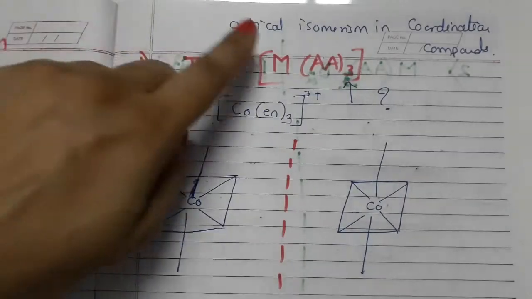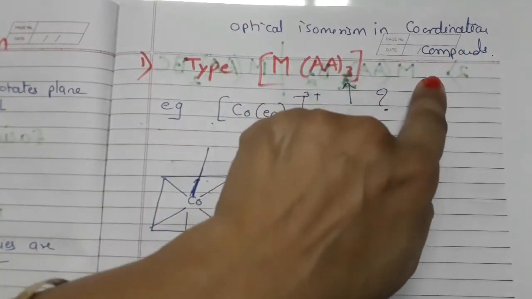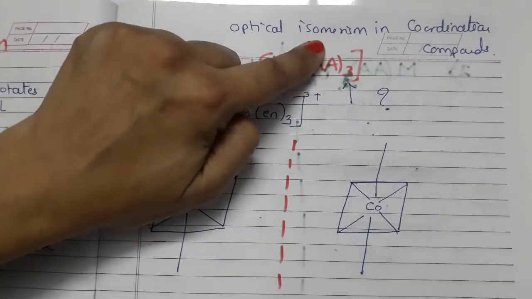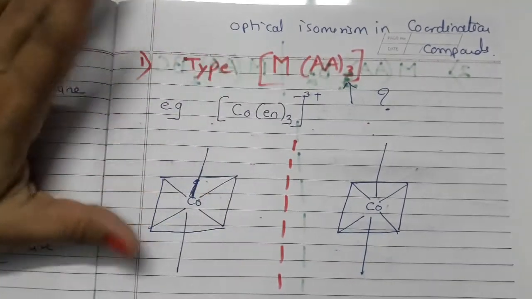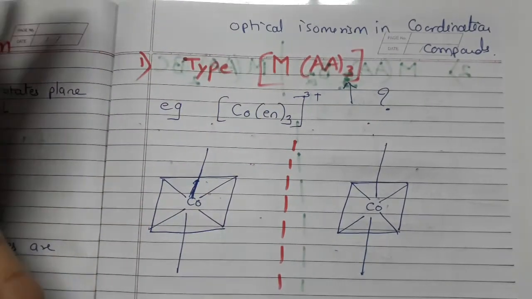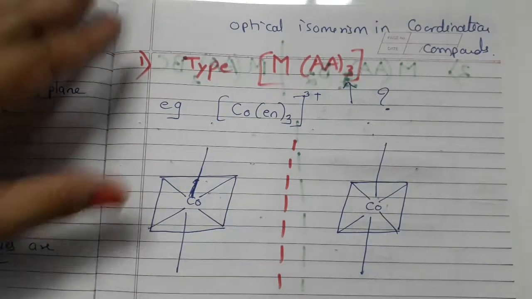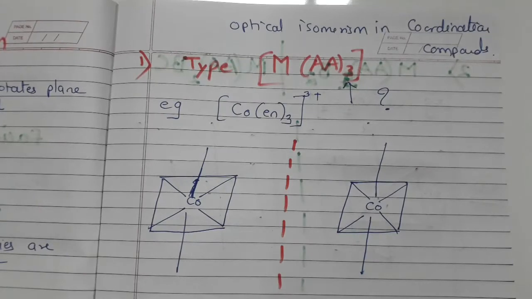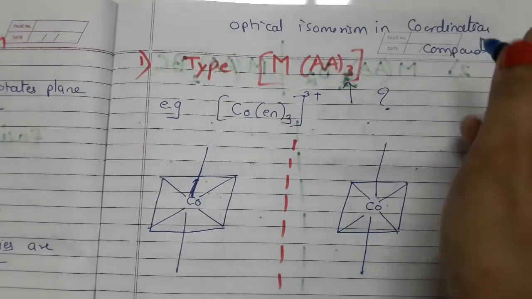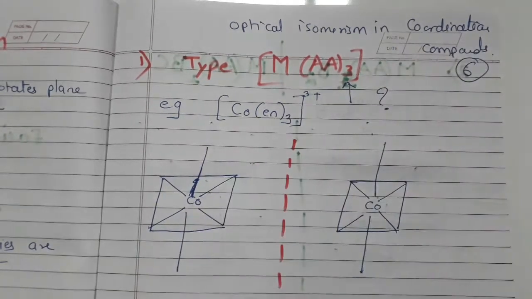Here we study optical isomerism in coordination compounds. Optical isomerism is shown by the compounds which are optically active. Optically active compounds are the compounds which rotate the plane of plane polarized light either towards the left hand side or towards the right hand side. Now again we are having different combinations for the coordination compounds with coordination number 6.